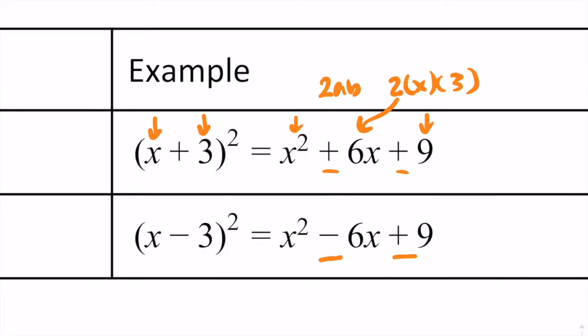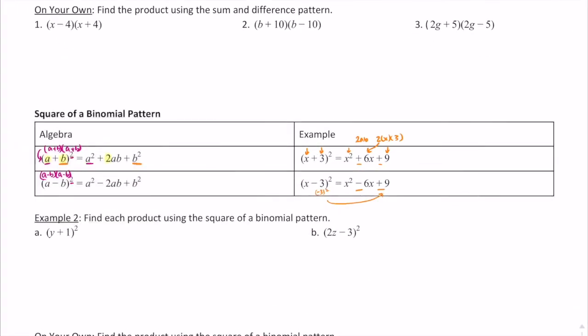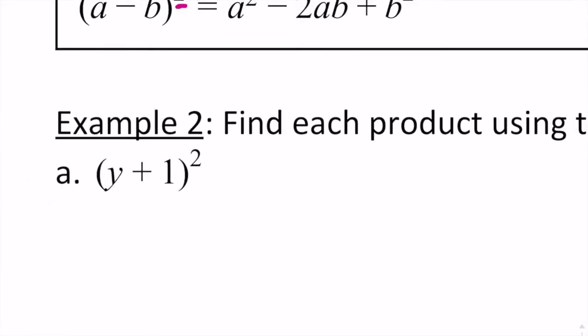Because you're really taking negative 3 squared, and it'll always be positive. Okay, so for example, if I have this, I'll show you both ways. I'll use a shortcut and I'll also show you how to FOIL this out as well.